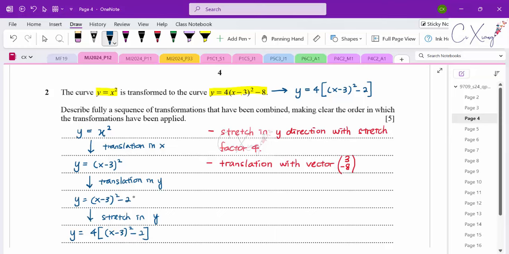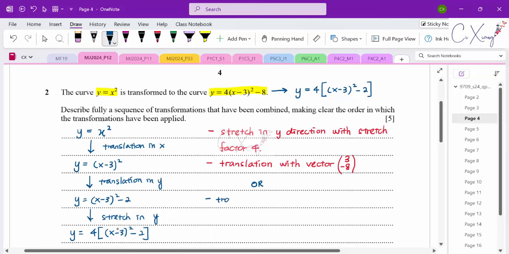But if you have a look at what we have here, you need to remember that we have to settle everything inside the bracket first. Then only do I multiply the 4 to the whole bracket. So if you are writing out your answer in this form, that means your translation in y has to come before the stretch in y. Okay, so the second set of answers will be something like this. You have to start with translation first. So you have translation with the vector.